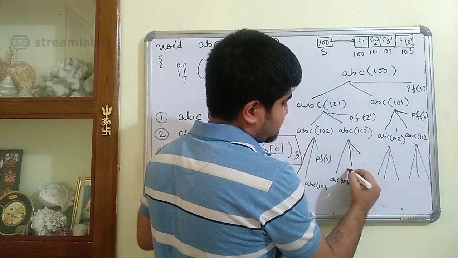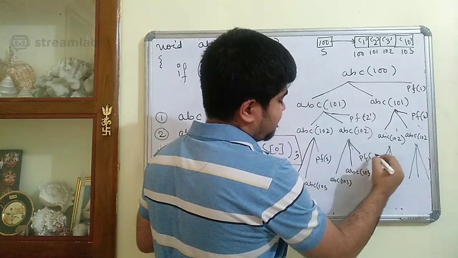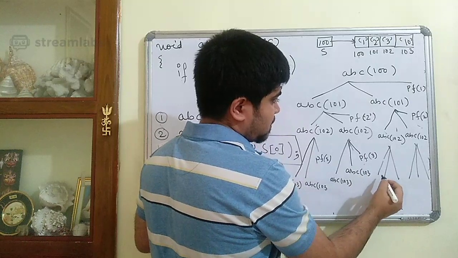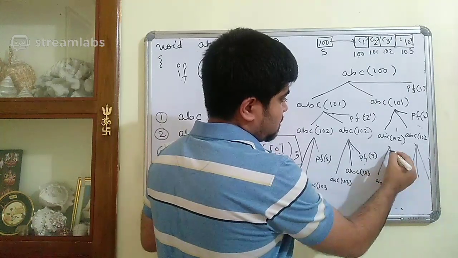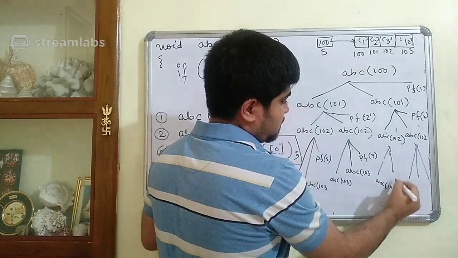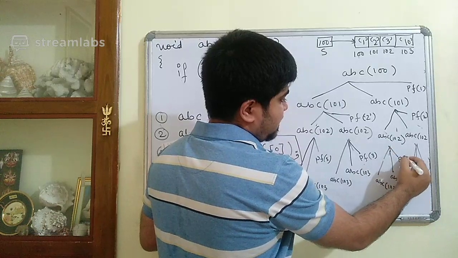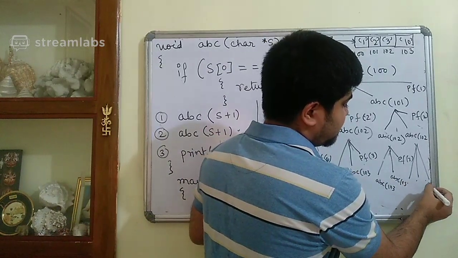Okay, there is no space. ABC 103 printf 3. Again same, ABC 103 printf 3.